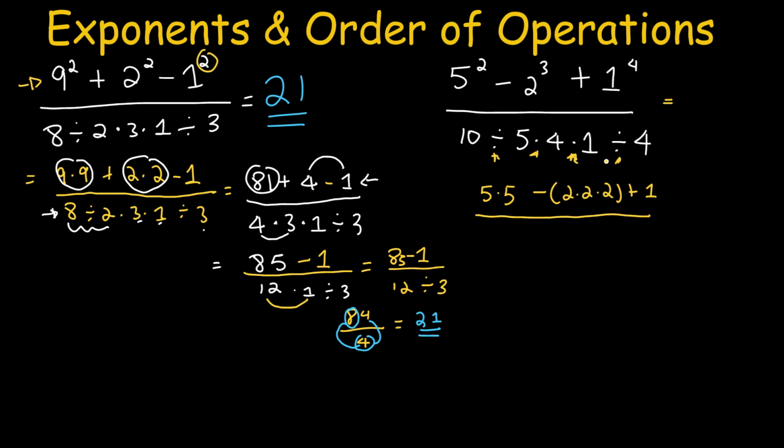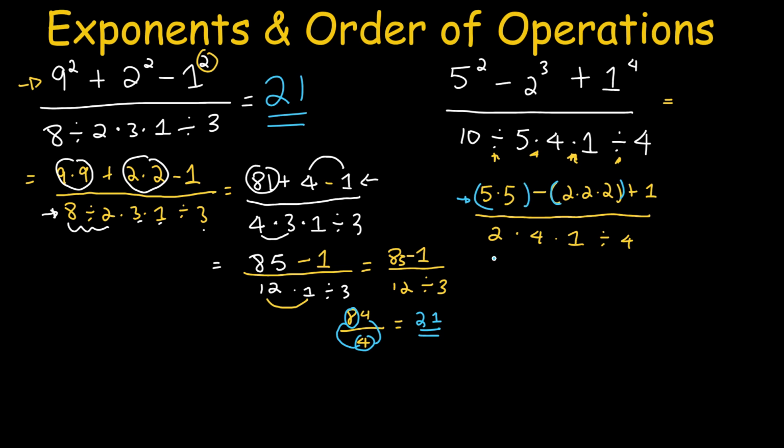So over here, the first thing we need to do is divide. So 10 divided by 5, that would be 2. Let's rewrite 4, 1, and 4. Next, let's work on the numerator now. So let's do this one that is in parentheses. Or we can do this one as well.